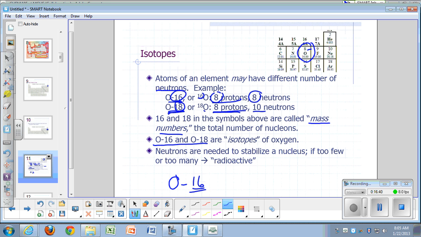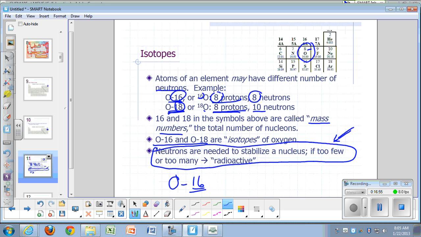Okay, neutrons are needed to stabilize a nucleus. So if you have too few or too many neutrons, you have what we would call a radioactive atom. So what we know of as radioactivity is due to unstable nuclei. Of course, most of the atoms you encounter around you are stable atoms.